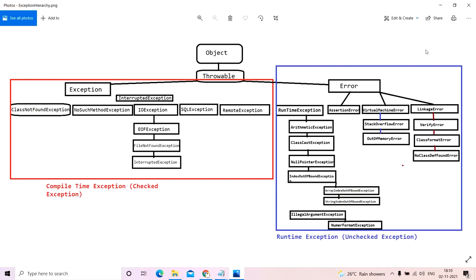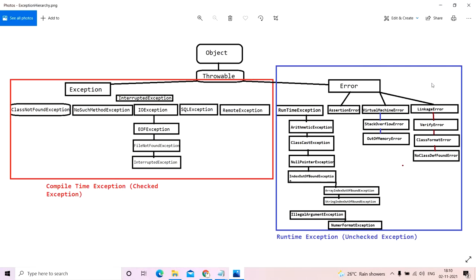The boxes in blue are the runtime exceptions, or the unchecked exceptions. Since this image is of great importance, I have tried my level best to design it, but I'm very poor at this. Still, it will suffice. At least all the words and letters are visible, so you can keep a screenshot of this and prepare before the interview.